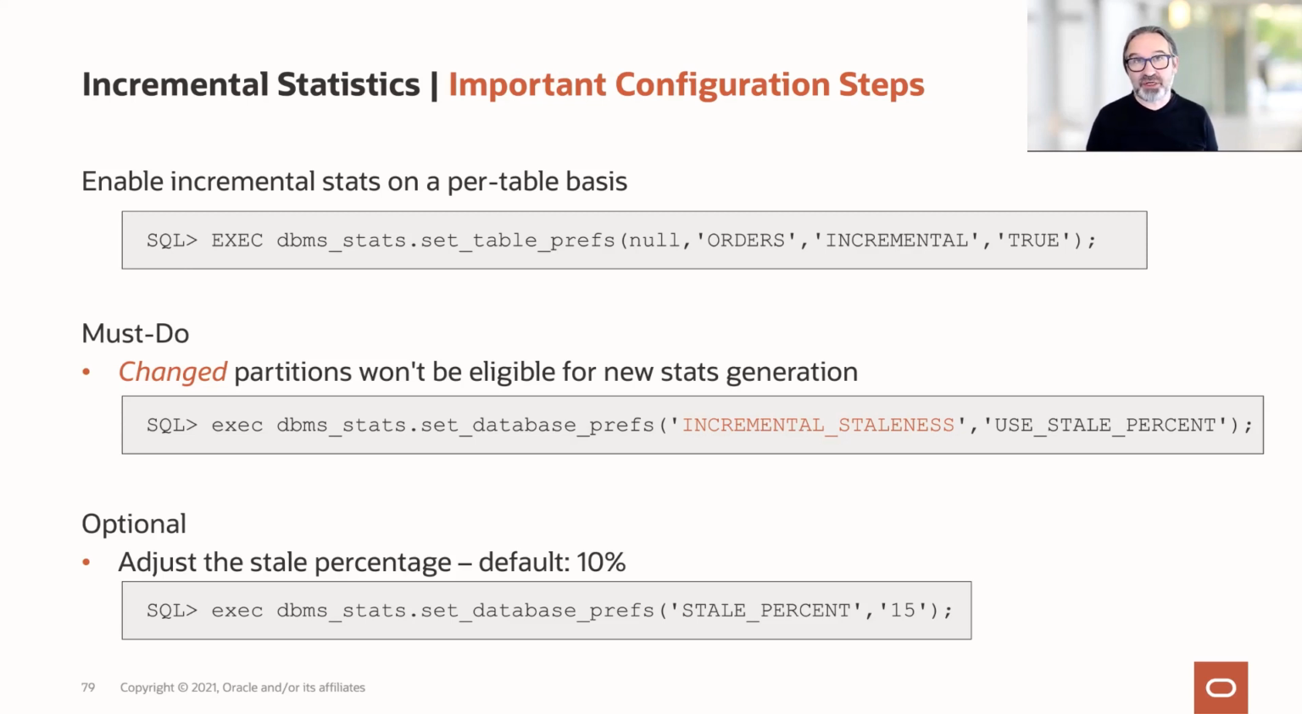There may be situations, depending also on the spread of data and the number of rows in your partitions, where you could tweak the stale percentage. Here in this example, we set it to 15%. By default, it's 10%. But be aware, you need to enable the incremental staleness. It's not on by default.